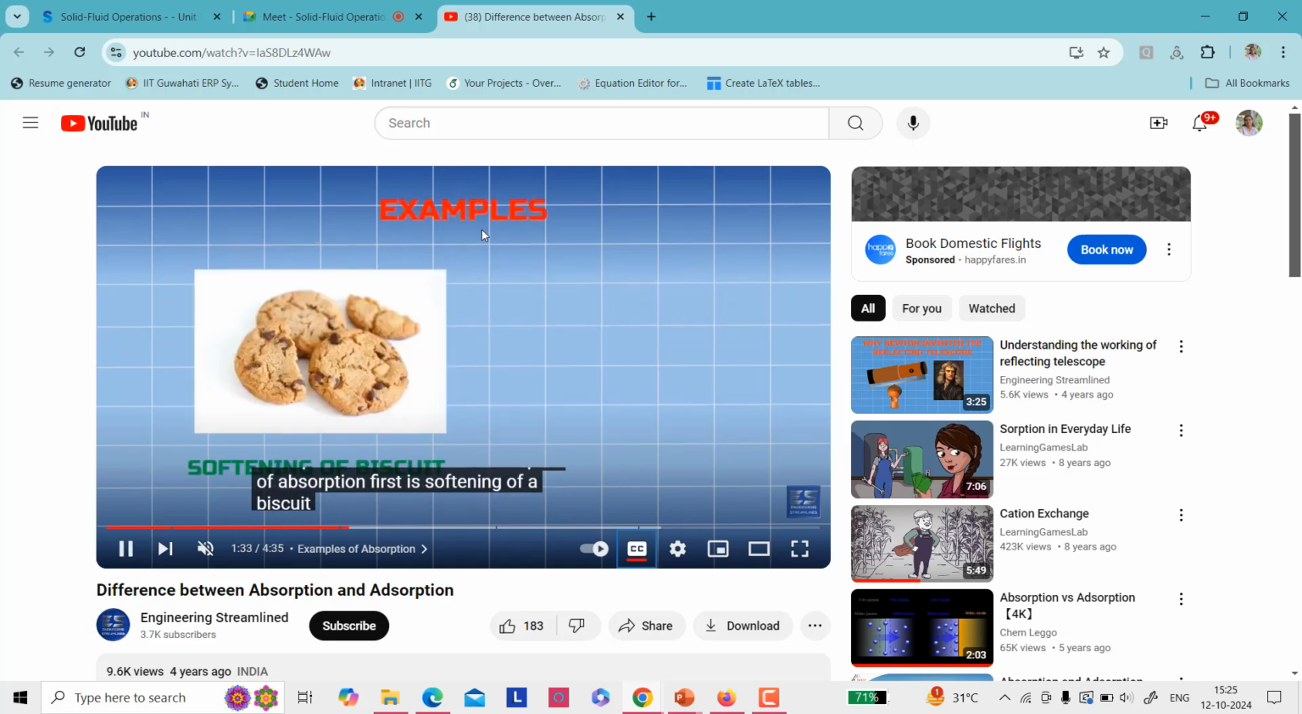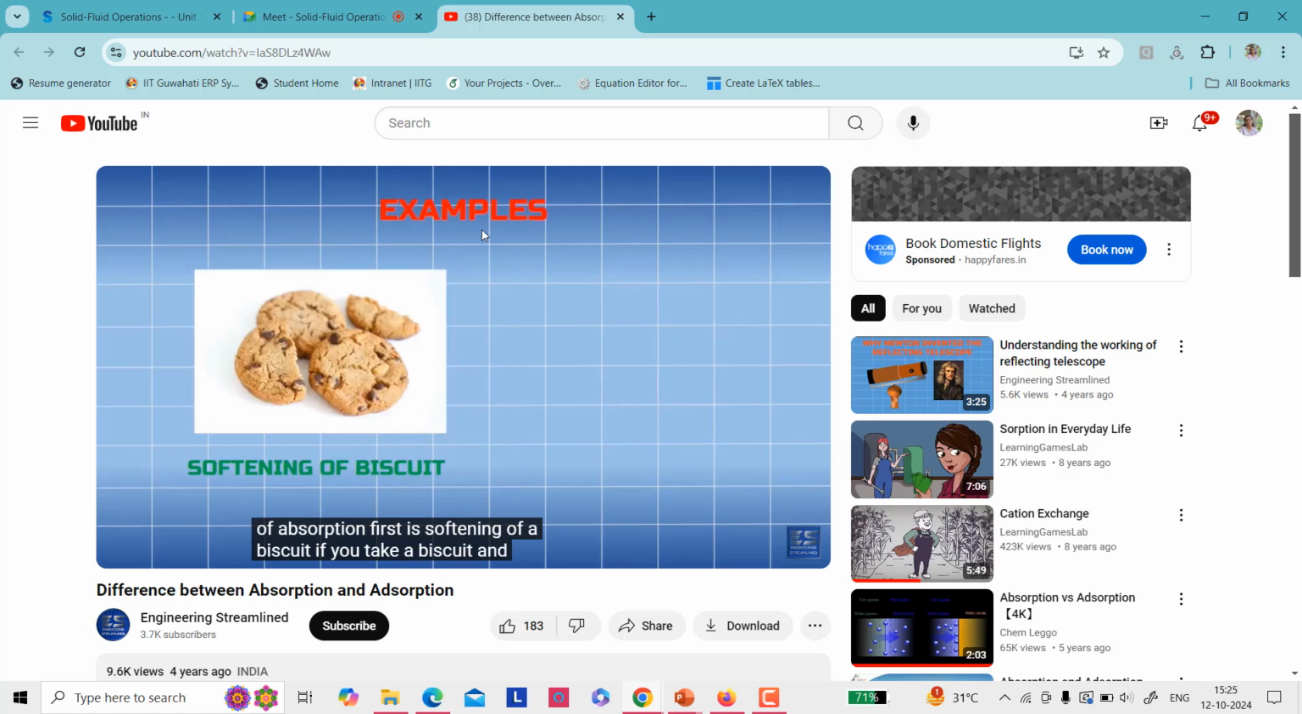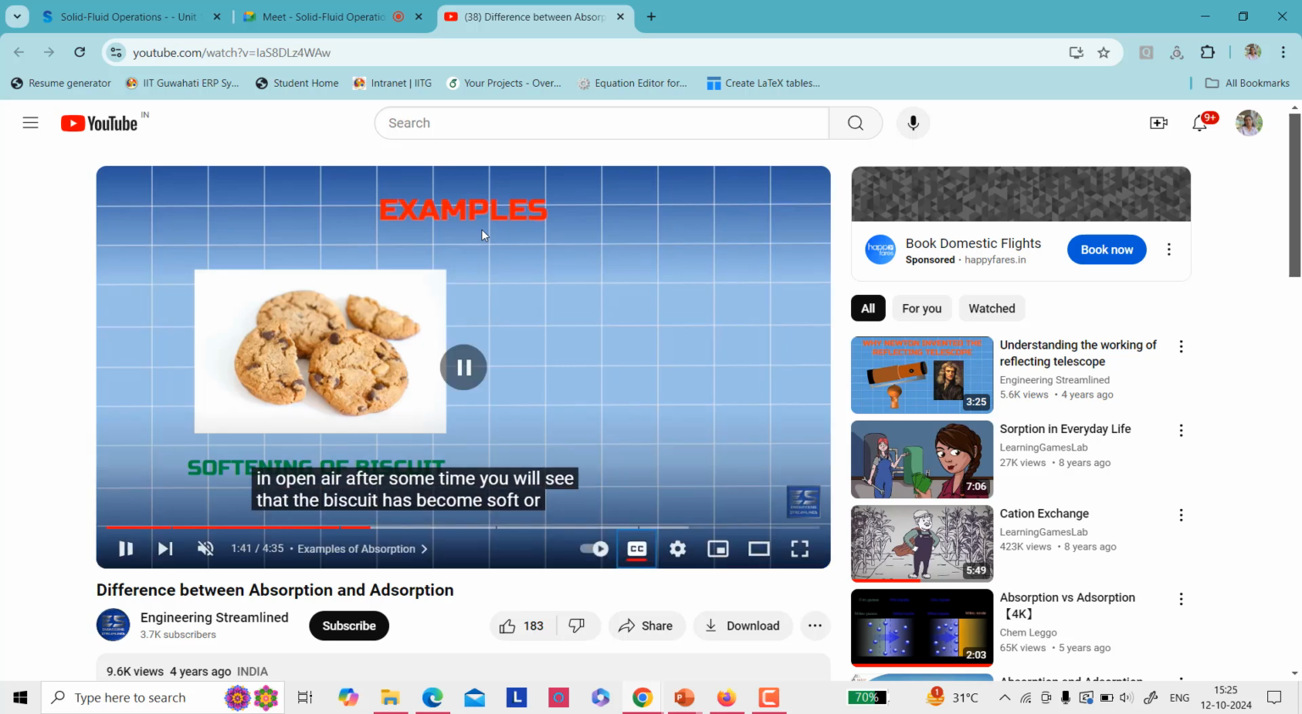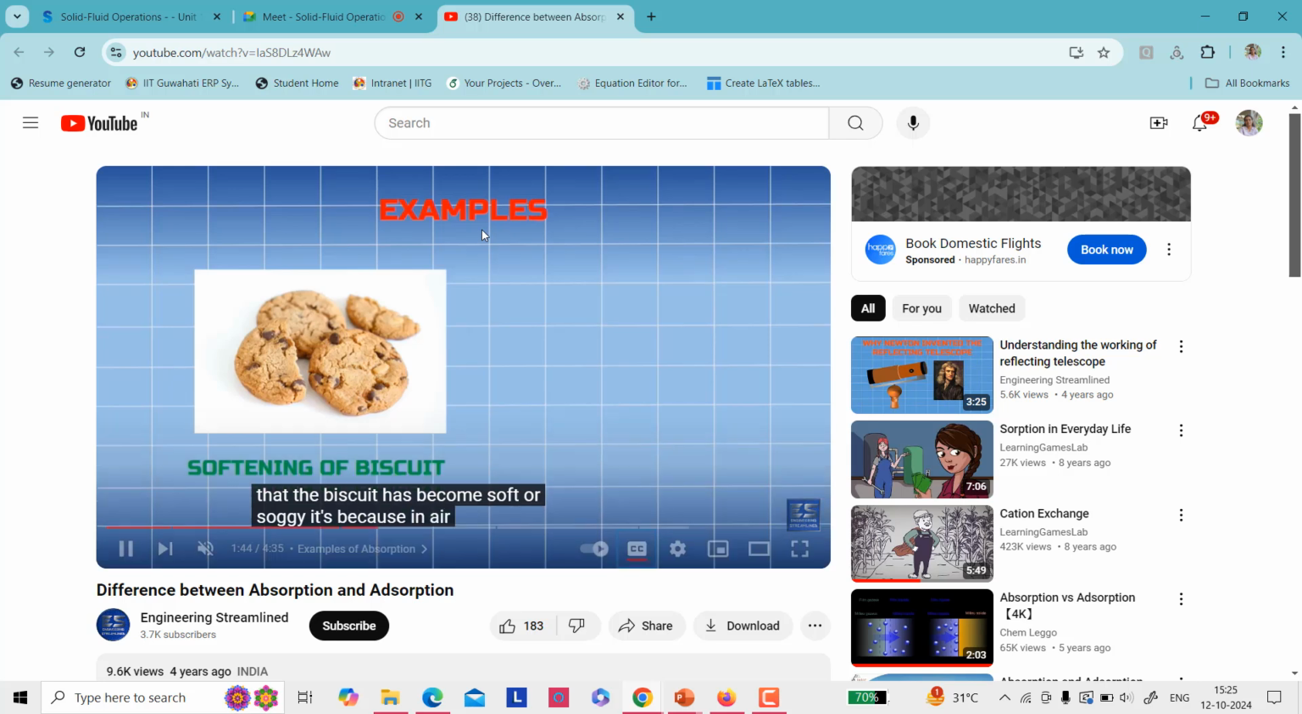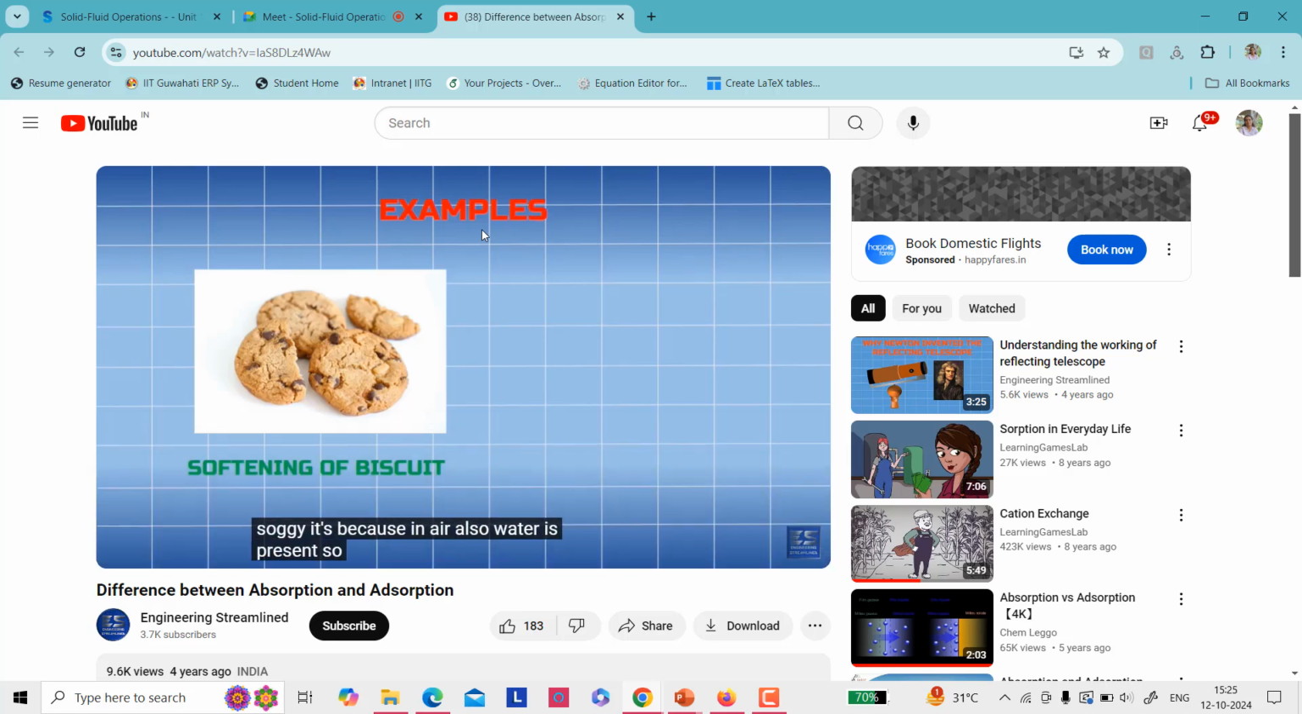An example is softening of a biscuit. If you take a biscuit and put it in open air, after some time you will see that the biscuit has become soft or soggy. It's because in air also water is present, so the biscuit absorbs the water from the air and stores it inside it. So if you touch the biscuit, you will not feel the water, but it is actually absorbed inside the volume of the biscuit, which is an example of absorption.